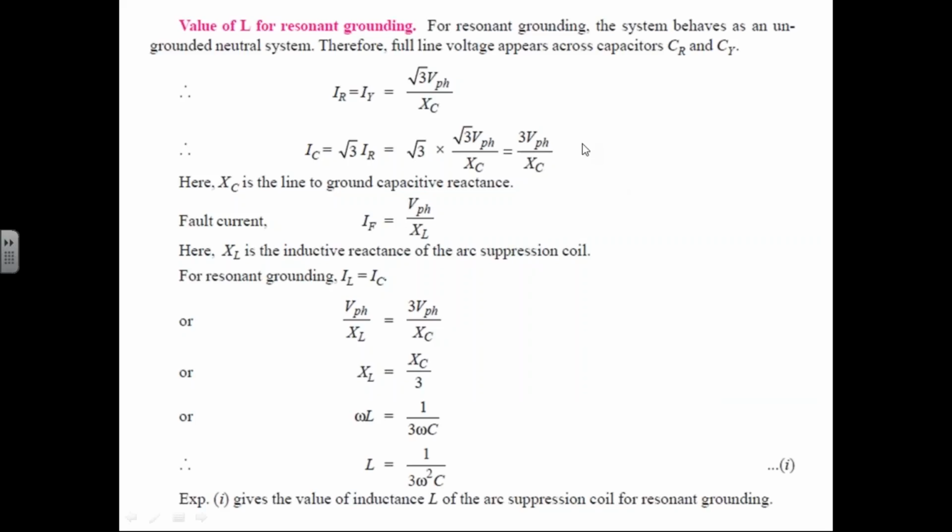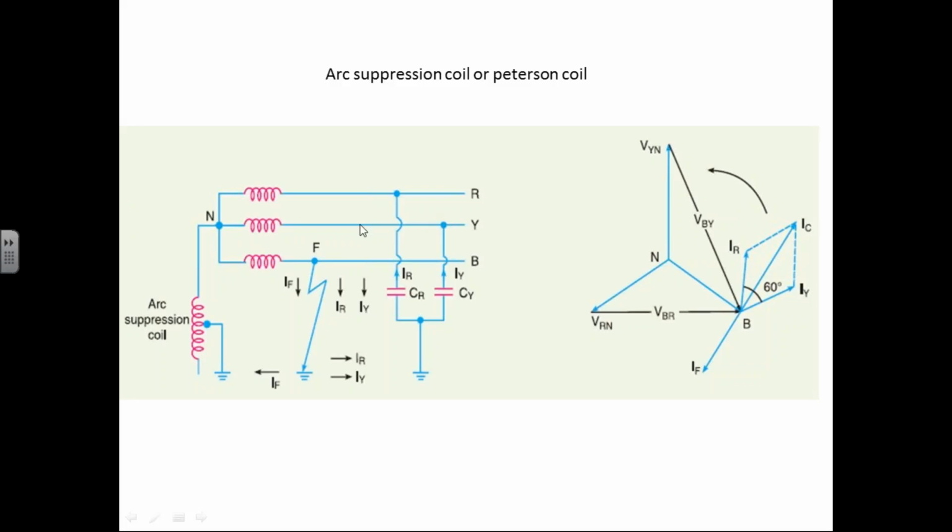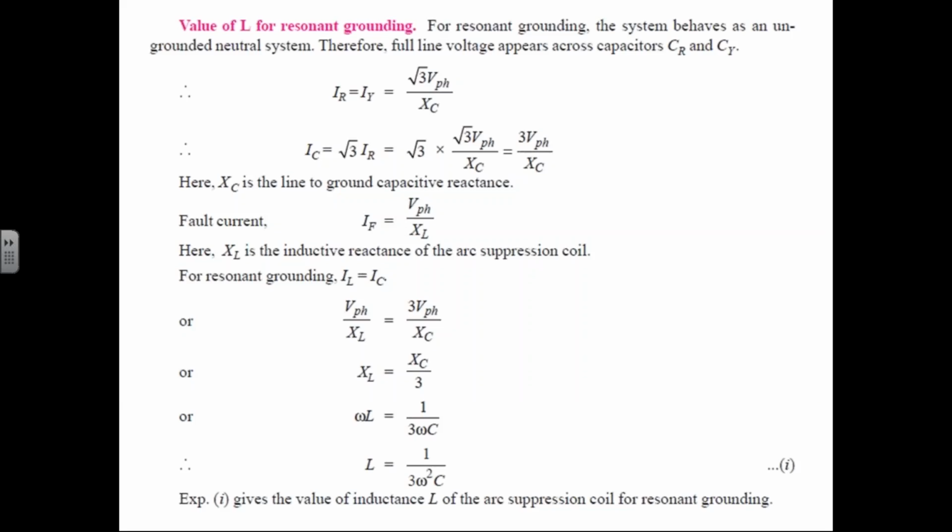This derivation we have also already discussed. The main aim is to nullify the capacitive current with the help of fault current. Here the fault current is defined as V phase by XL, that is, per phase voltage divided by the total impedance of the system, particularly reactance, assuming resistance as minimum. So IF is equal to V phase by XL, and similarly we derived that IC is nothing but 3 V phase by XC.